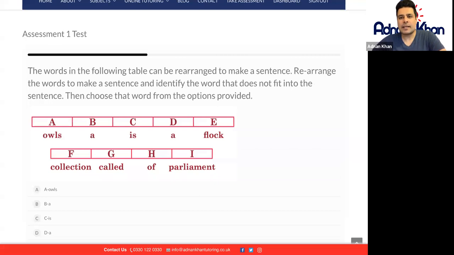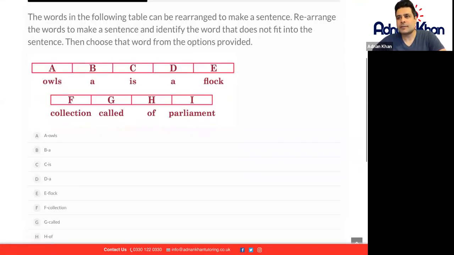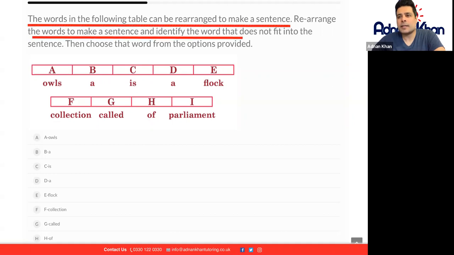And this particular section is what we call shuffle sentences. Okay, shuffle sentences. So now we are on shuffle sentences. So let's have a quick look at the shuffle sentence question and see what it's asking us. The words in the following table can be rearranged to make a sentence. So rearrange the words to make a sentence and identify the word that does not fit into the sentence.